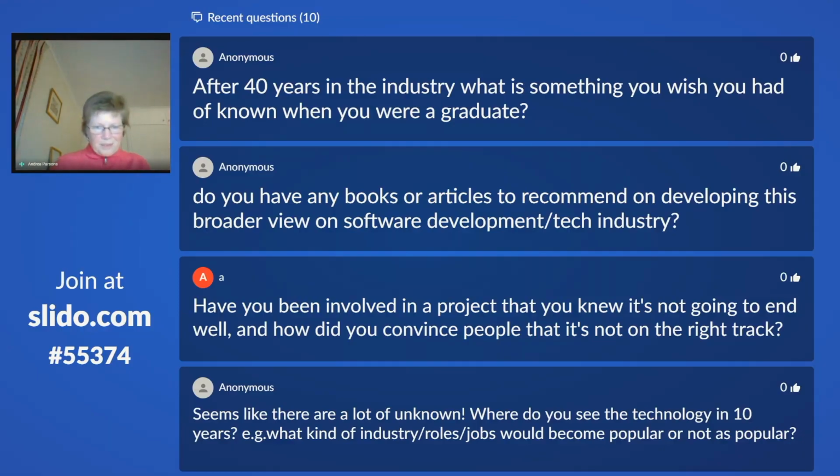Do you have any books or articles to recommend on developing this broader view on software development and the tech industry? I absolutely do, and we should probably follow that up by supplying them through the convener of this meeting, rather than trying to list any here.